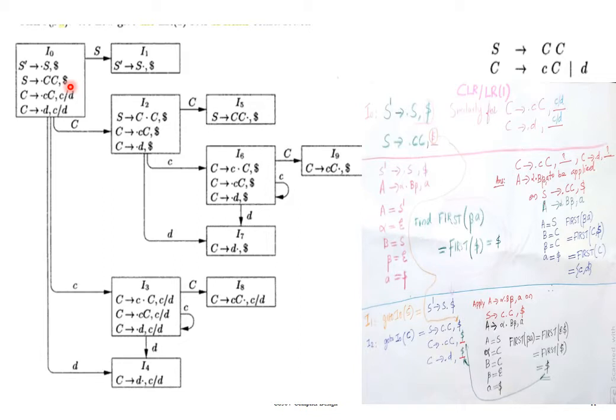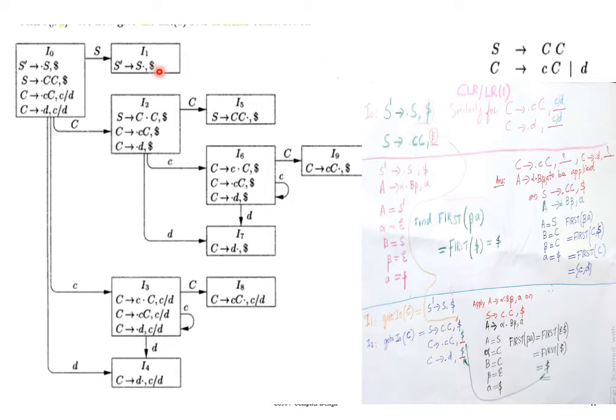Now we have to seek for goto. Goto of I2 on capital C, but before we come to that, we have to finish the goto of I0. So goto of I0 on small c: capital C gives c dot capital C comma c bar d. That look ahead symbol is exactly copied, c bar d. Then here after the dot there is non-terminal, so add the productions of the capital C with the dot at its leftmost end.